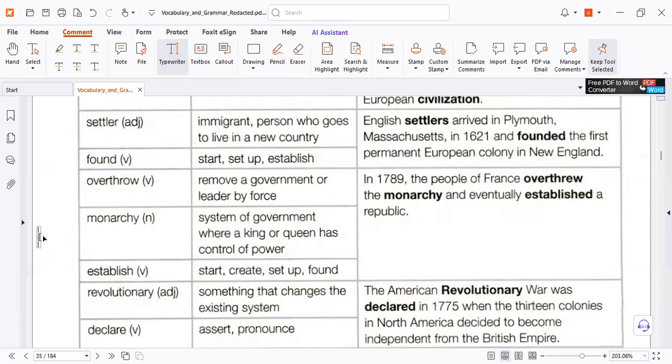Mon here, M-O-N or M-O-N-O, means one. It means one power, one control. Look, like a king or queen has control of power. And here arc means power. So monarch means one power, one king. Can you imagine? Yes. This can help you.